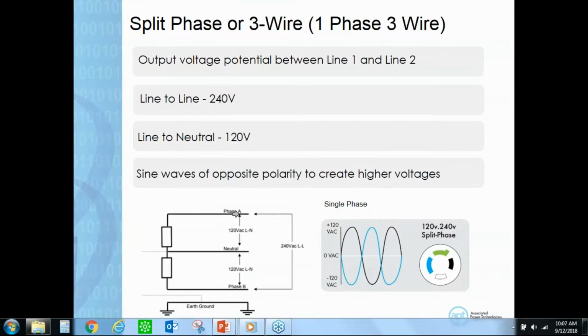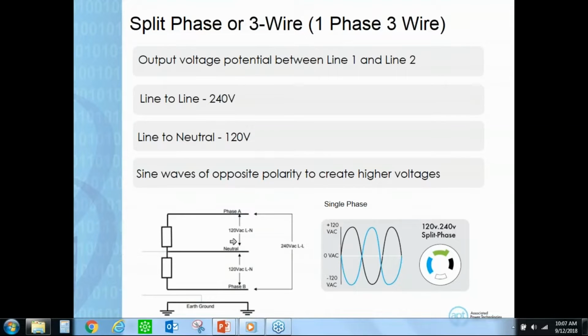phase A, or what we call line 1, and phase B, what we call line 2. The voltage between these two is 240 volts. If you had products that need 240 volts, think about your dryer. If the dryer has a heating element that needs 240 volts, you would need to connect line 1 and line 2 to get 240 volts. If the same dryer has additional electronics that need 120 volts, you need to go between line 1 and neutral.